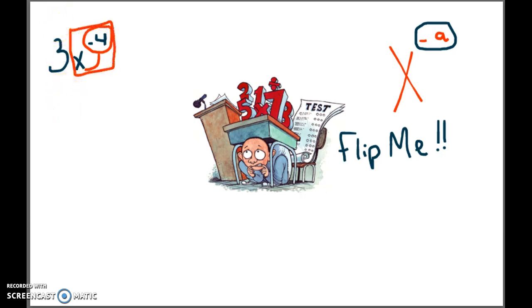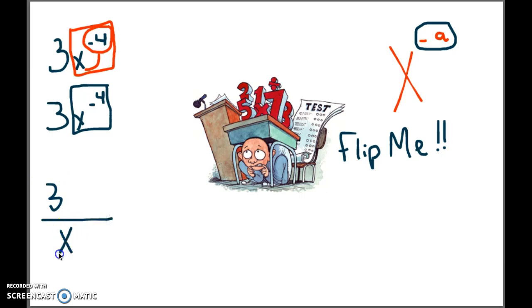All right, so 3x to the negative 4. And you're screaming, flip me. So the guy that gets flipped is this portion right here. He gets flipped to the bottom of your fraction, and he goes down here. Notice that your exponent changes, it gets flipped, and the sign becomes positive. Notice also that the 3 does not move. The 3 does not have a negative exponent. He will not be flipped.